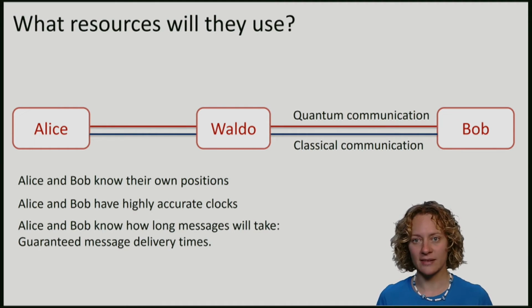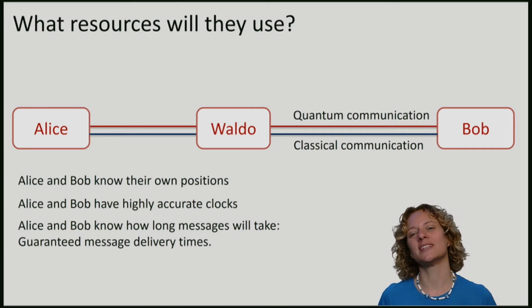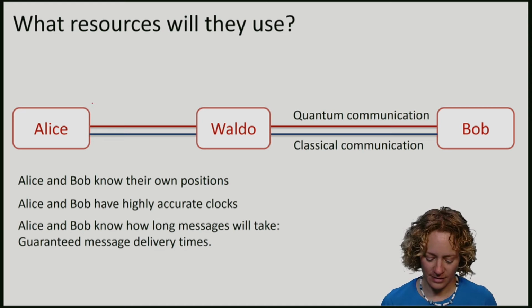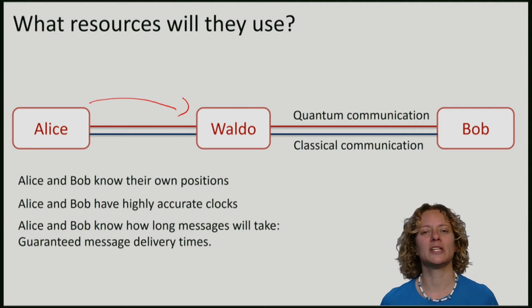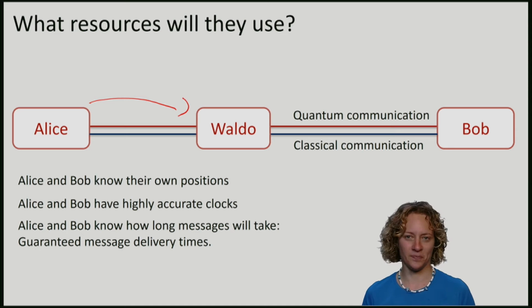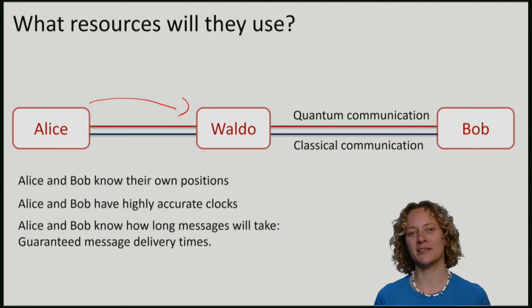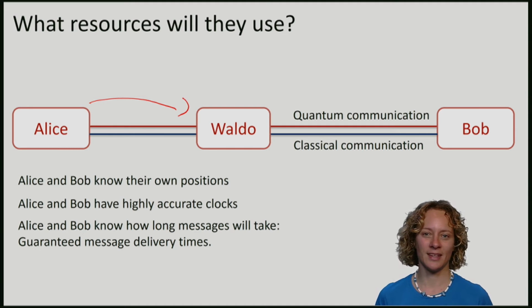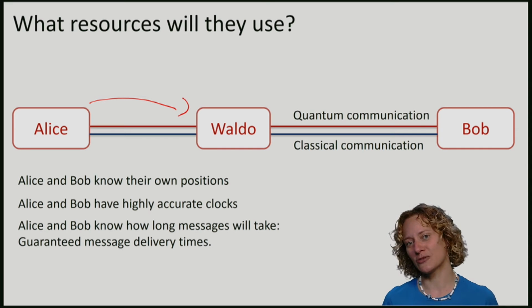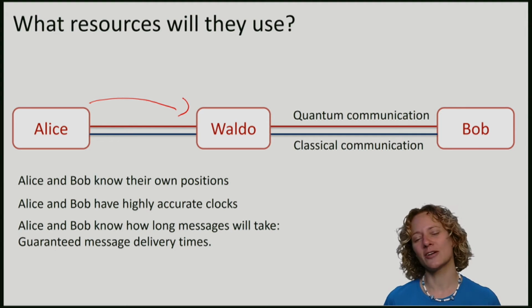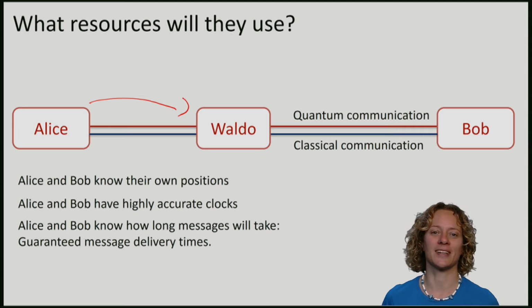To achieve correctness in our protocol, we will assume that there are no unforeseen communication delays. If Alice sends a message to Waldo, it will always arrive there after a fixed time. If you want, take that time to be given by the speed of light. The speed of light is indeed the maximum velocity at which information can travel. So we will also assume that there's no way any of them, including of course Waldo, can communicate faster than the speed of light.